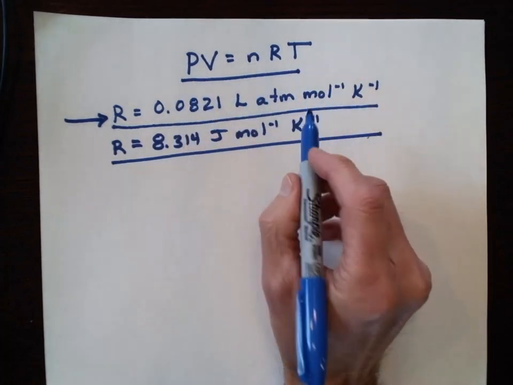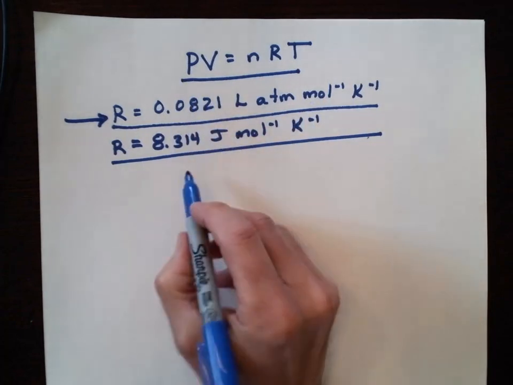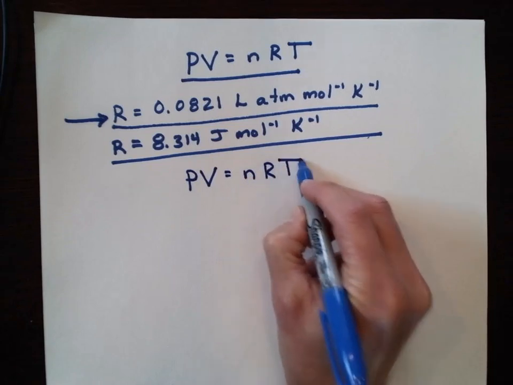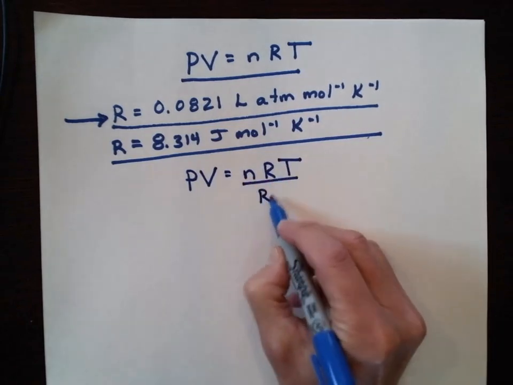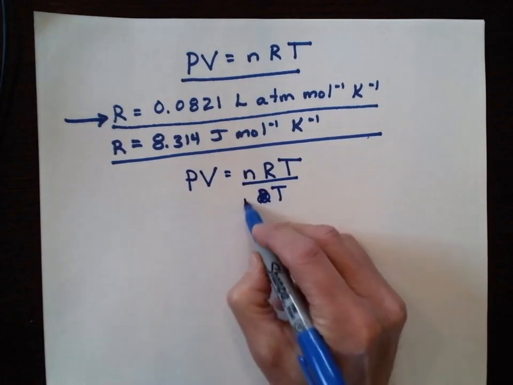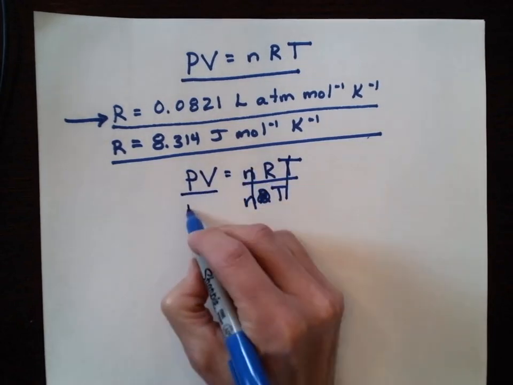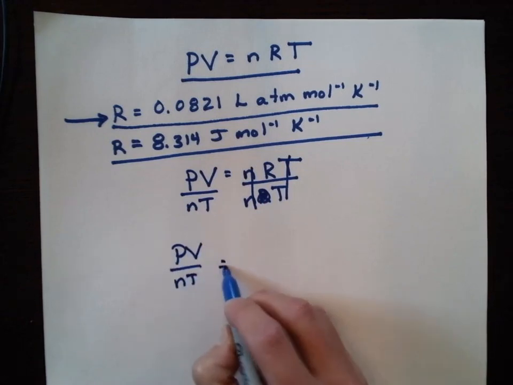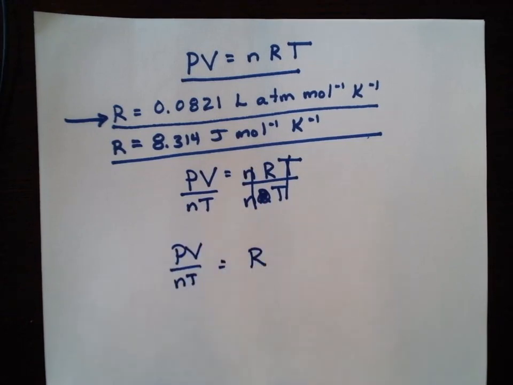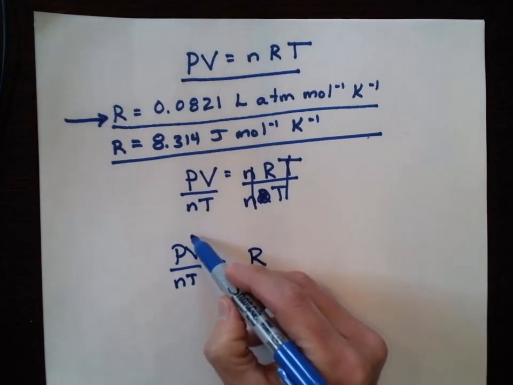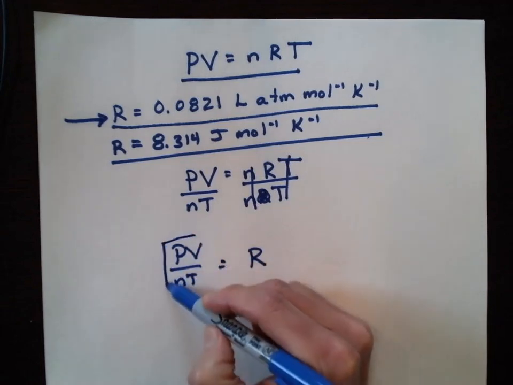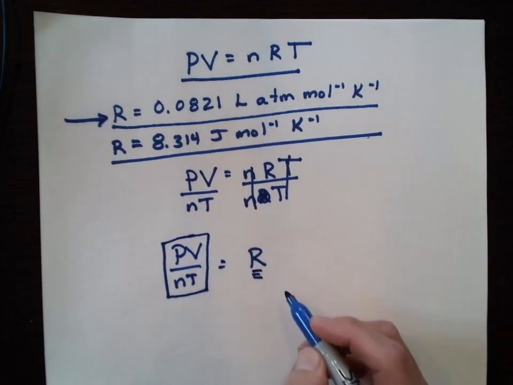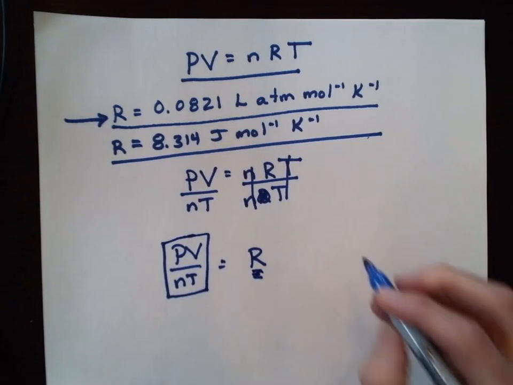when you're doing these calculations. If I take the ideal gas law, PV equals nRT, and I divide both sides by nT, I get PV over nT is a constant. And what this tells me is that given any combination of these units, I'm always going to end up with the same thing. And so I can write this in the following way.